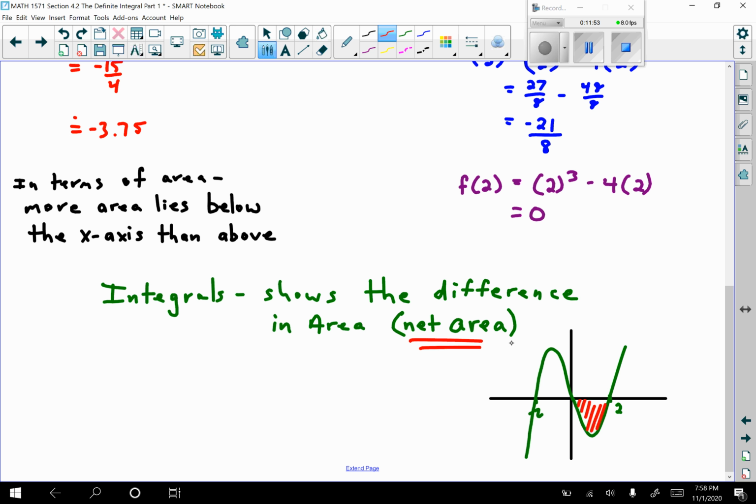Since all my area was below the x-axis between 0 and 2, that's why we're getting a negative value. So in a way, we're using area to help us determine the value of the integral. I'm not going to label this square units. We only do that when I specifically ask for area.